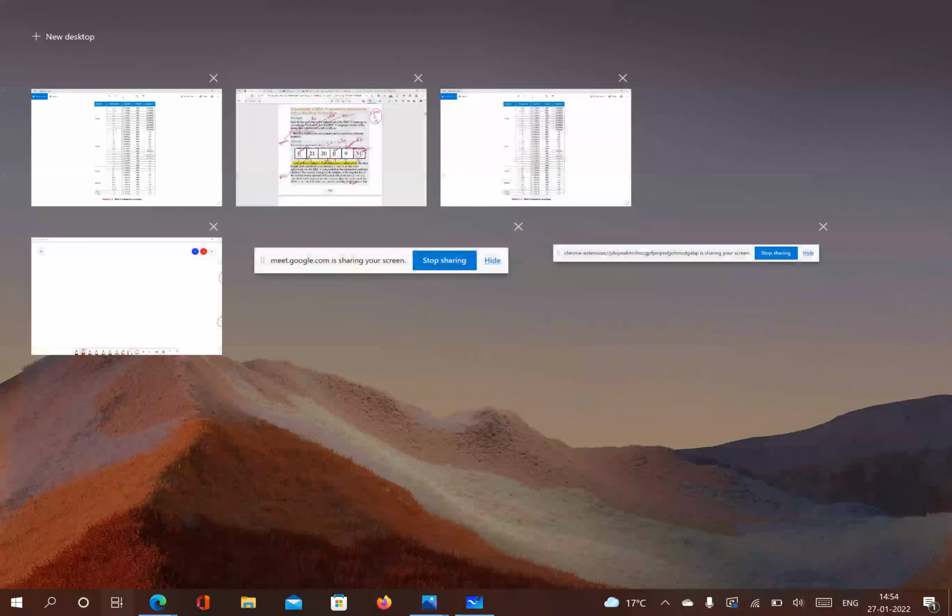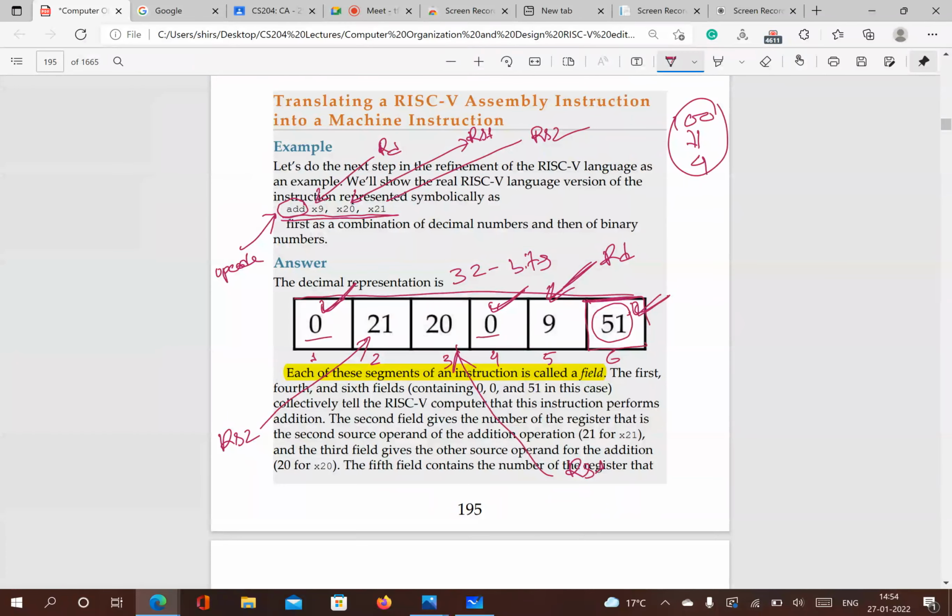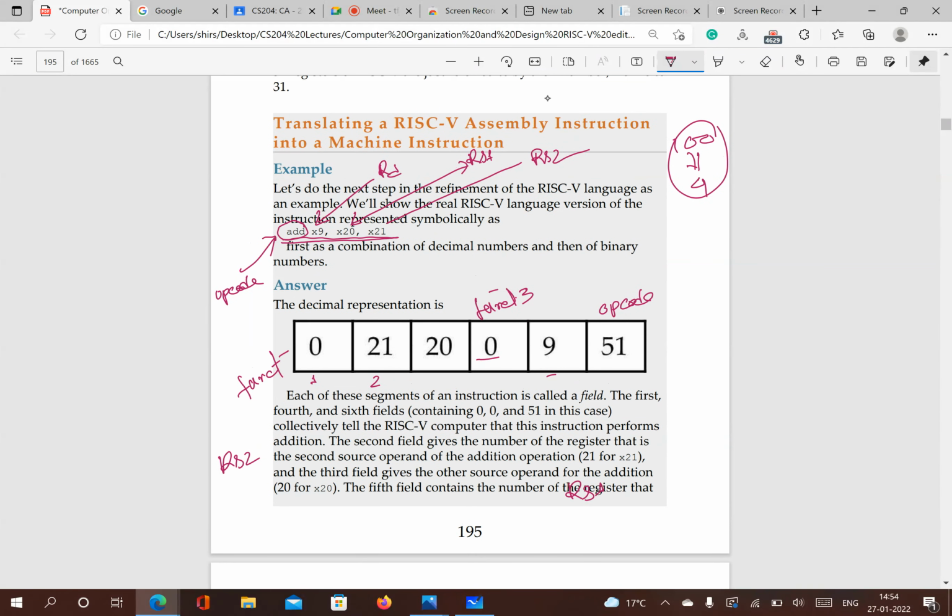I have missed one thing, otherwise you will not understand. Let me delete all this, and then I'll write this field as opcode, this field as function 3, and this last field as function 7. Opcode, function 3, and function 7, combining these three, the computer understands the opcode of an instruction.